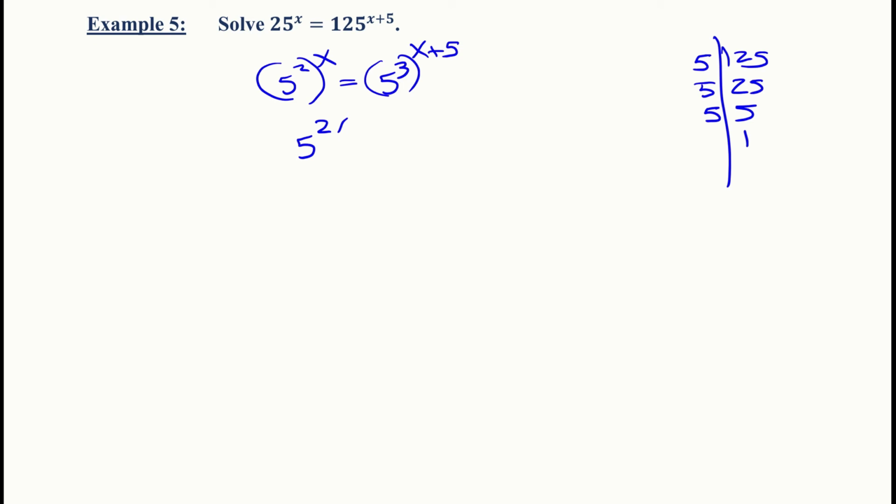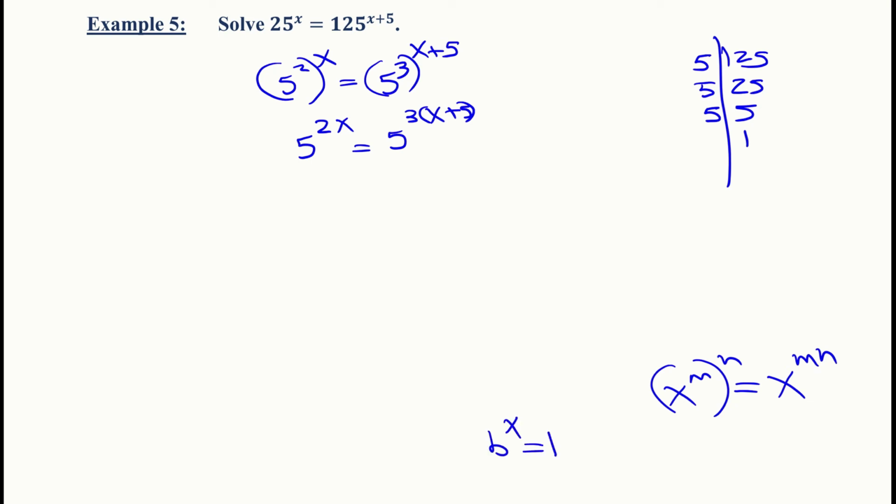Okay, so we get 5 to the 2x equals, now that 3 and the x plus 5 need to be multiplied. Of course, we're using the rule that says x to the m to the n equals x to the mn, also known as power rule. So we get 3 times x plus 5. Now we have the scenario we wanted. We have 2 powers here. They have the same base, so b to the x equals b to the y. We're going to deduce that x must be the same as y. So now we can say 2x equals 3 times x plus 5.